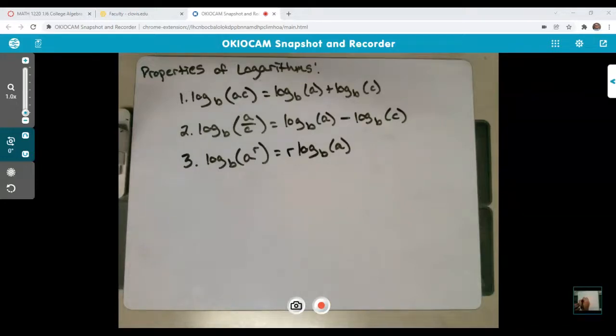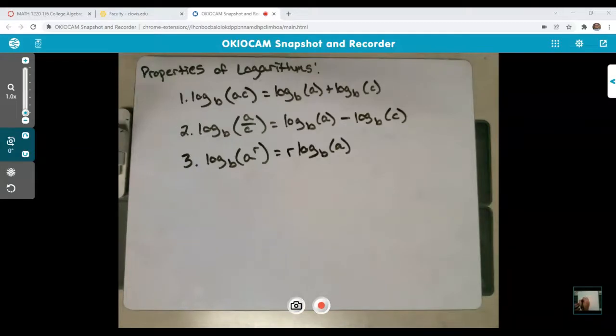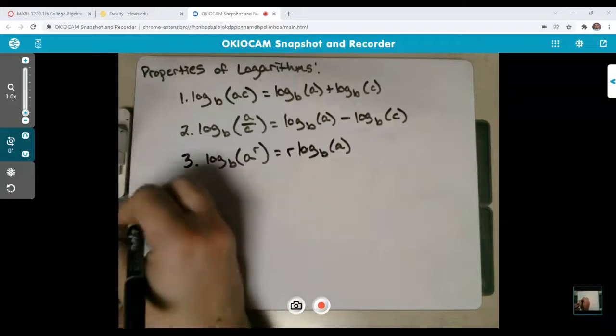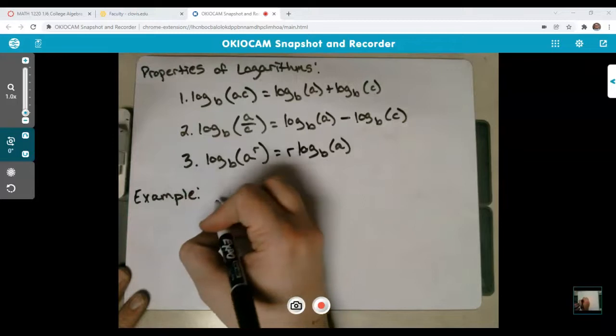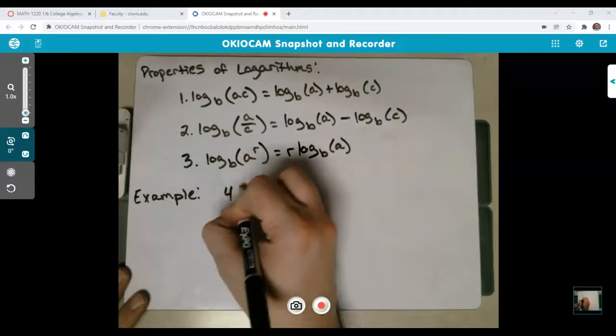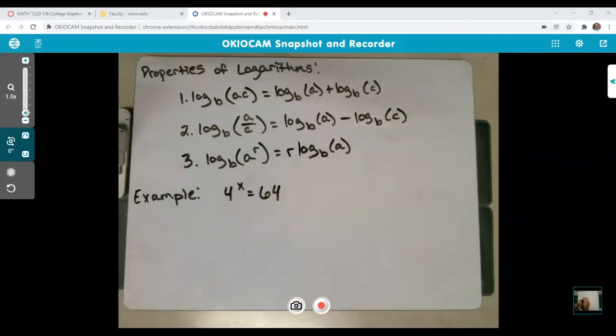So what we are going to do now is use everything we have talked about so far, and we are going to solve some equations. Okay, we're going to take all the knowledge about exponential and logarithmic functions, and we are going to solve some equations. The first equation we're going to solve is the equation 4 to the power of x is equal to 64.